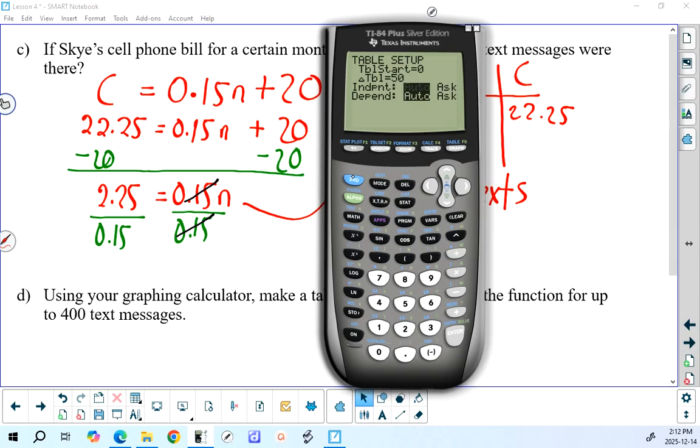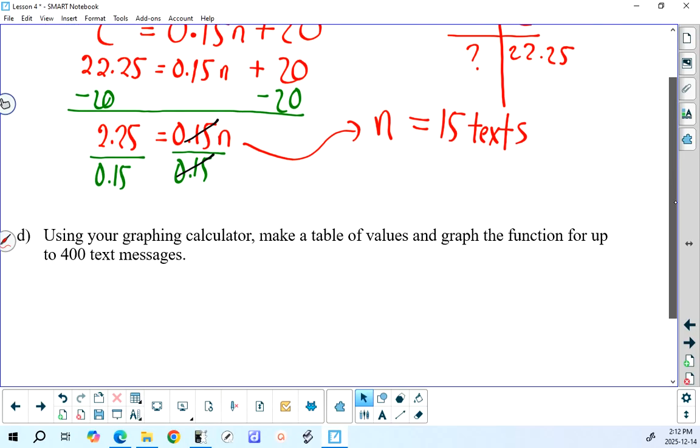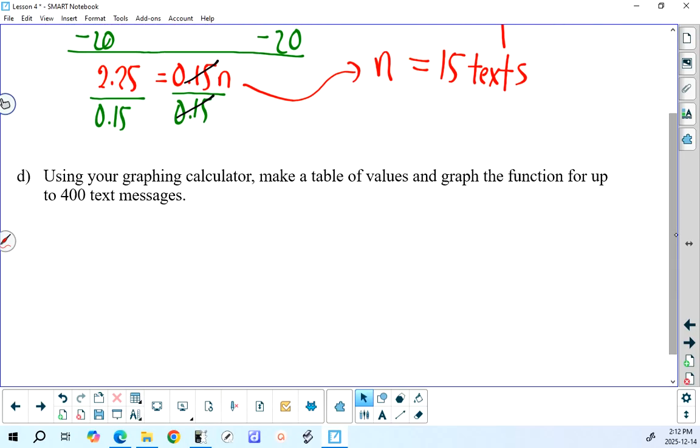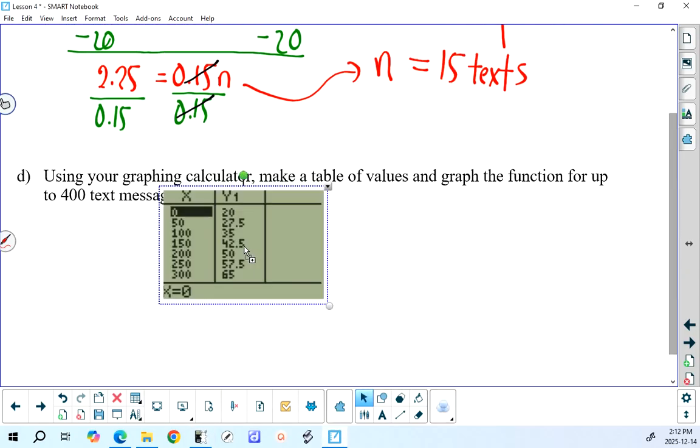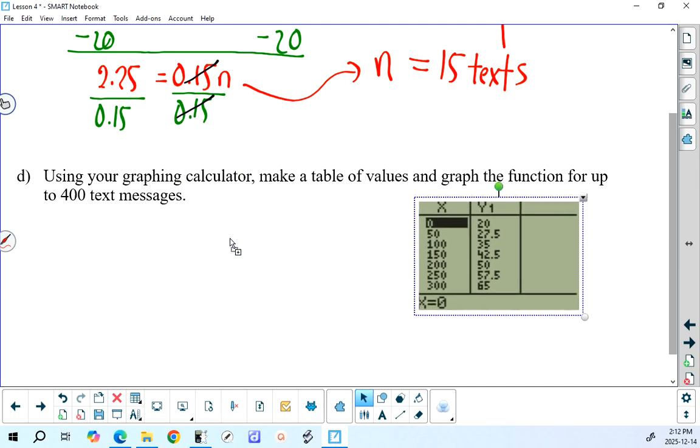And go back to your table. And you will see that it is showing for 50, 100, 150 texts, 200, 250, 300, 350, 400. So this is our table. Quite frankly, I don't care if you write down this entire table. I'm trying to show you how we can use the graphing calculator to create a table. It's a very important skill.